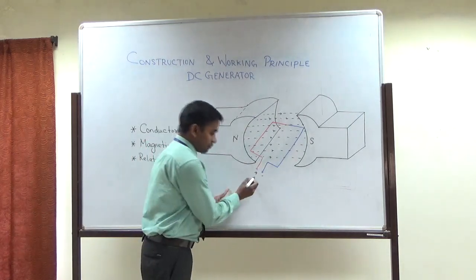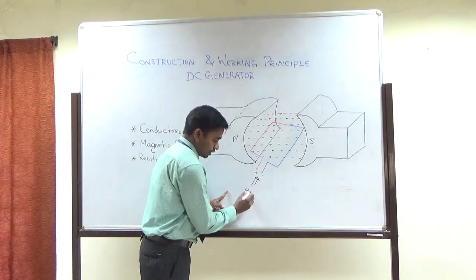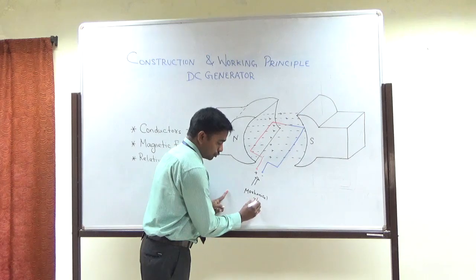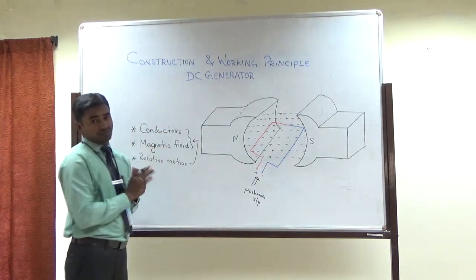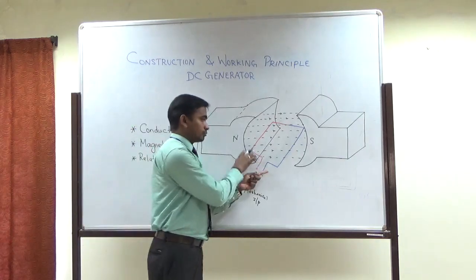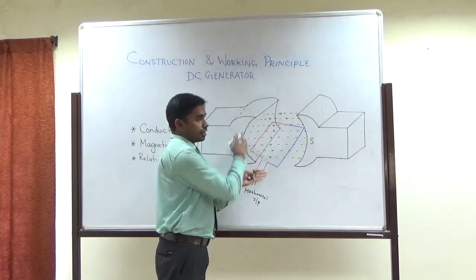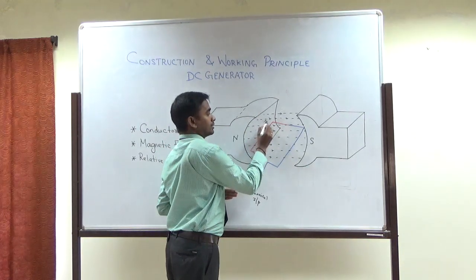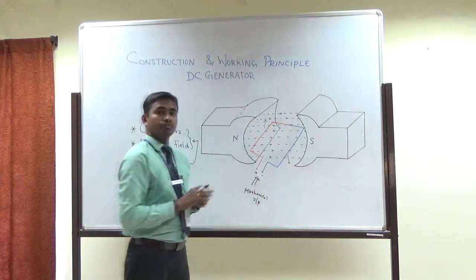For that we have to give a mechanical input, to do the relative motion between this conductor and the magnetic field. Now I am moving the conductor like this. Initially it is like this, then if it is moving like this, this part will go in this direction, this part will go in this direction, and it keeps on moving.